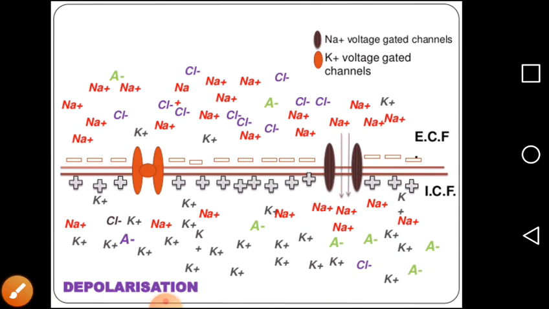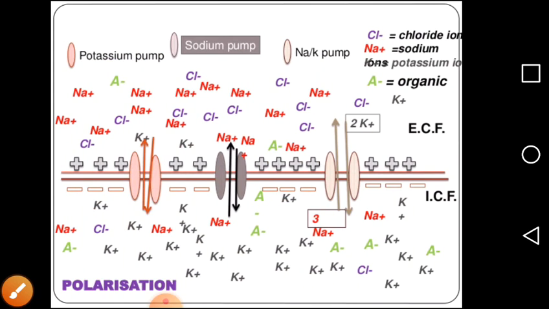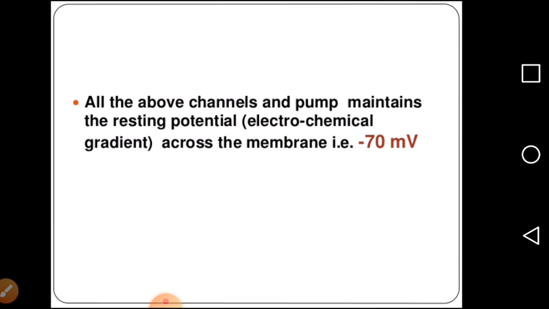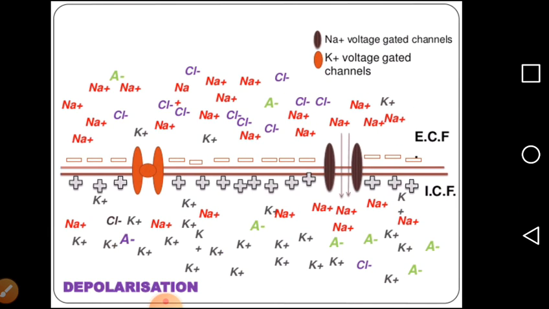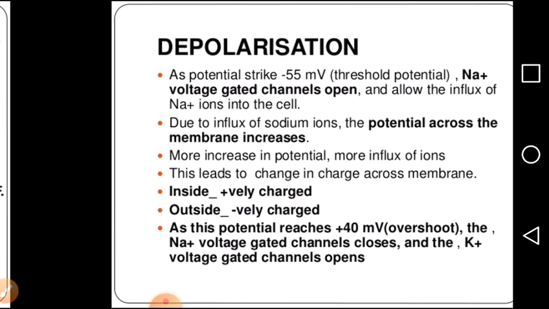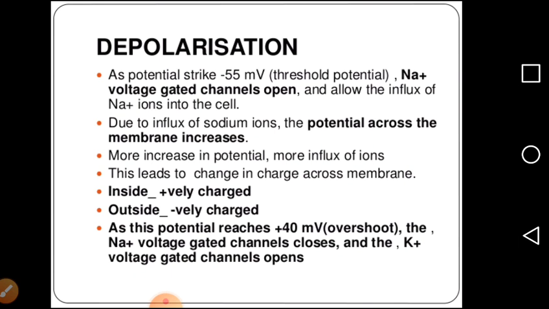So let me revise. Firstly, we talked about polarization, in which there was more negative charge inside as compared to outside because more negatively charged ions were present inside the cell. When inside becomes more positively charged, this is called depolarization, and it is because of opening of the sodium channels. Okay, let's revise it. As the potential reaches minus 55 millivolts, let me recall that at polarization state the voltage was minus 70 millivolts. Now as more positive ions have moved inside, this voltage has increased to minus 55 millivolts.